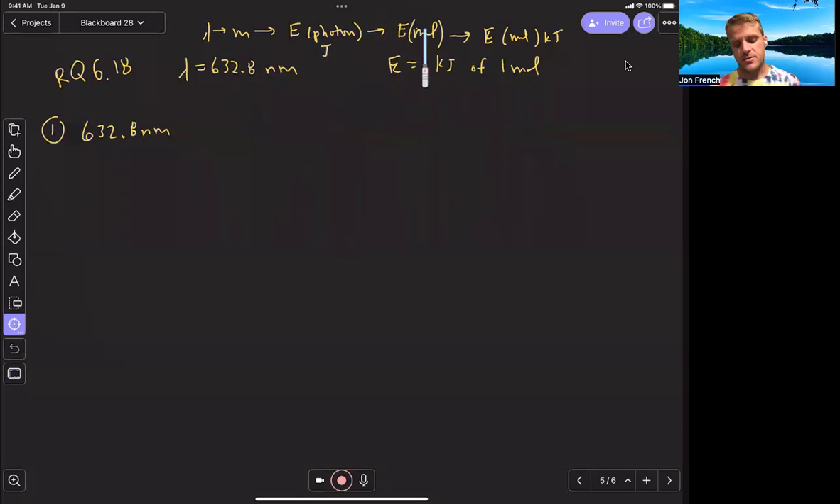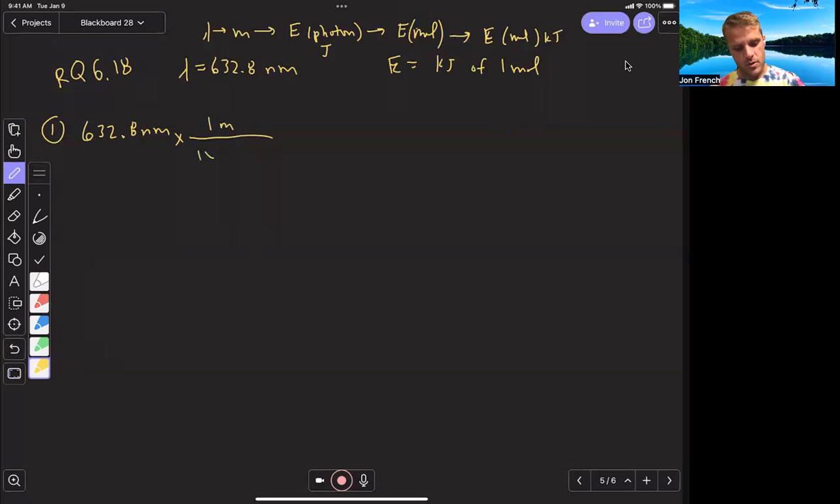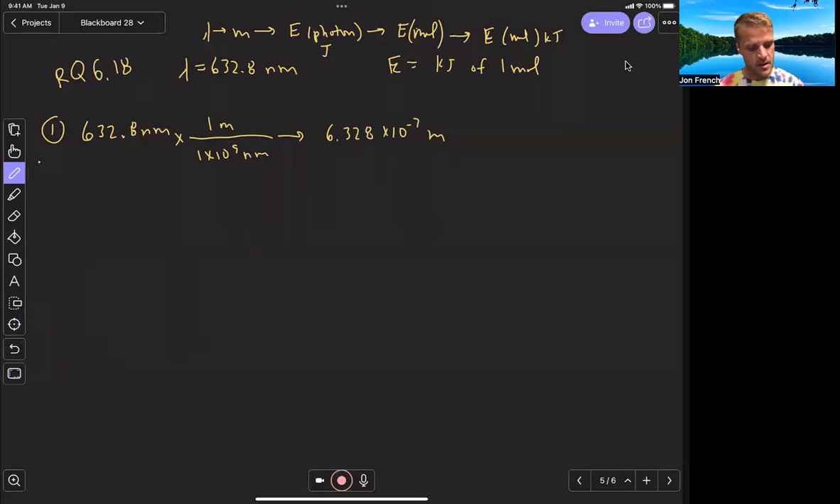We can then bring in Avogadro's number to find the energy per mole, and then we can convert that energy from joules to kilojoules. So the first step is to go from nanometers to meters. And we know in 1 meter, I've got 1 times 10 to the 9 nanometers. So my wavelength is 6.328 times 10 to the minus 7 meters. I can now find the energy.